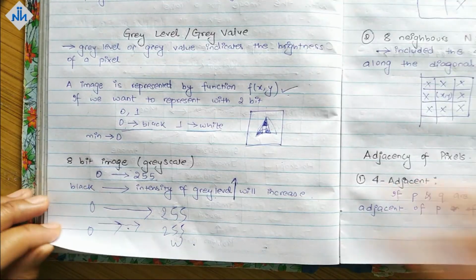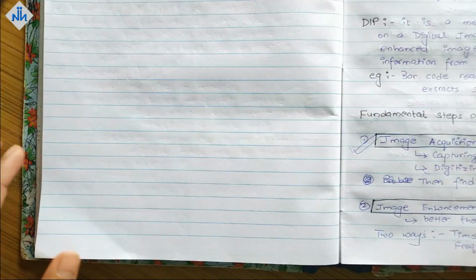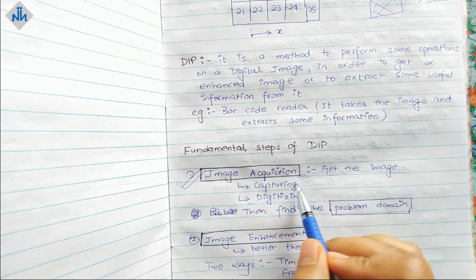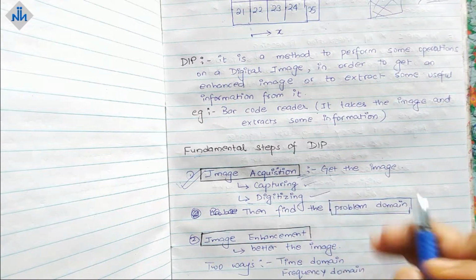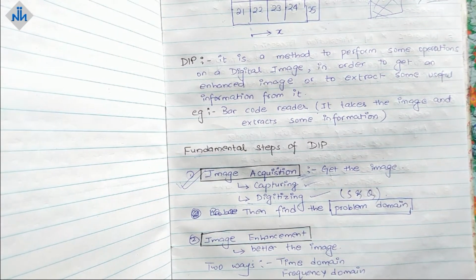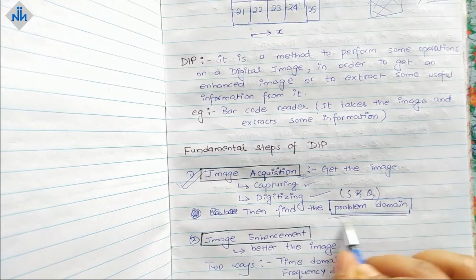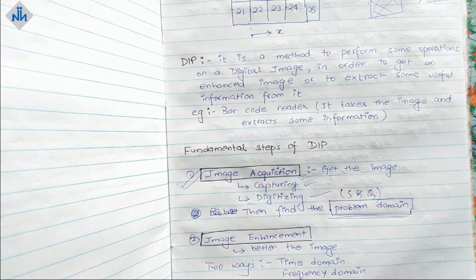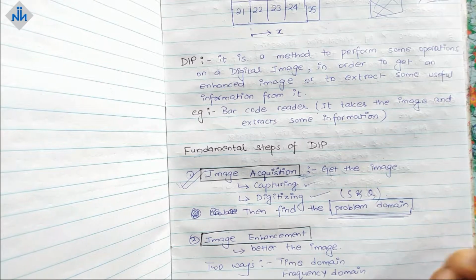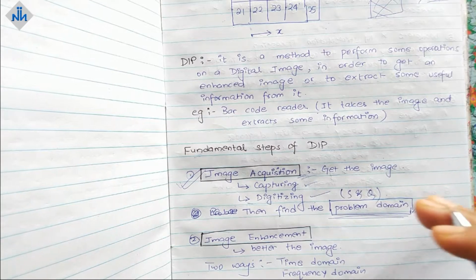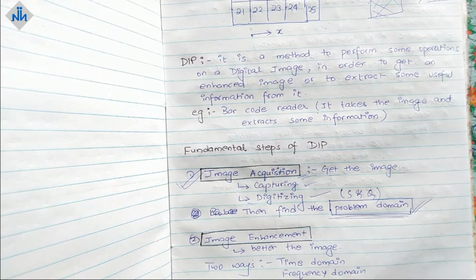So this is basically the first point that we have, the image acquisition. We capture the image and then digitize it using sampling and quantization. And after that, at the end, we find out the problem domain. I mean, we have the image now. What do we want to do with the image? We want to enhance it, we want to restore it. What is the thing that we have to do in the image? That is called the problem domain statement, and on the basis of that, we apply the further steps.